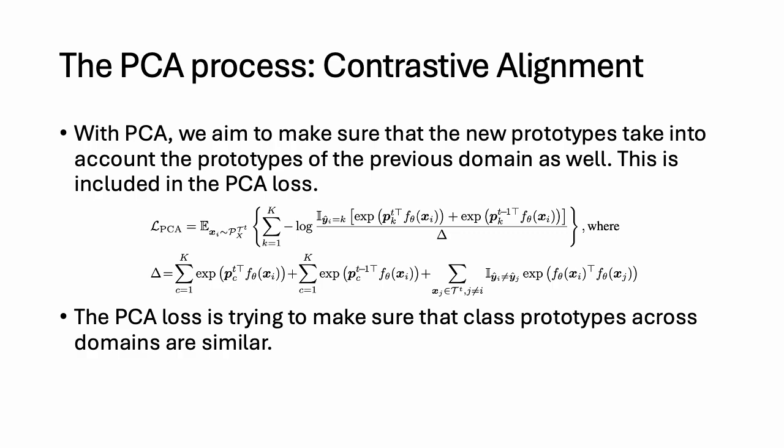Now let's look at the next aspect of the PCA process, which is contrastive alignment. With PCA, we aim to make sure that the new prototypes take into account the prototypes of the previous domain as well. This is included in this loss called the PCA loss. This is the expression of the PCA loss. The PCA loss is trying to make sure that the class prototypes across the domains are similar.